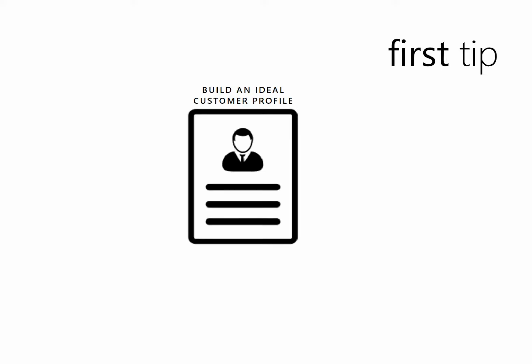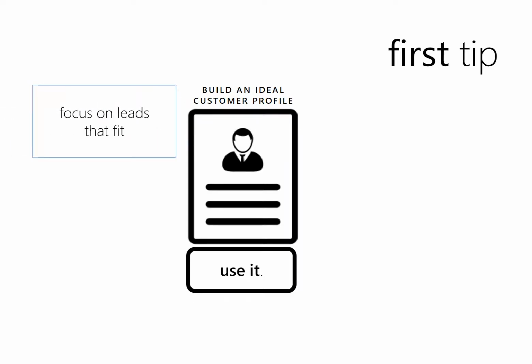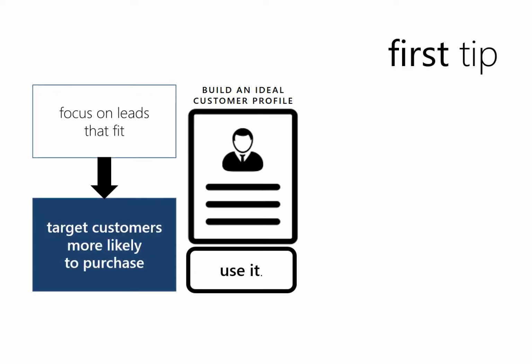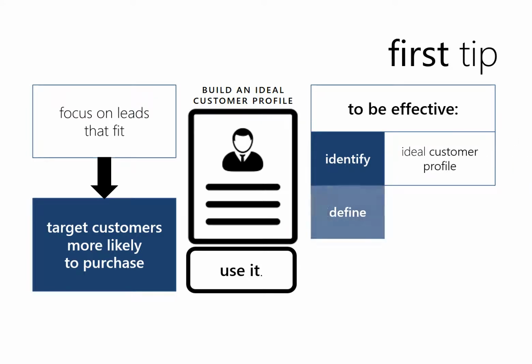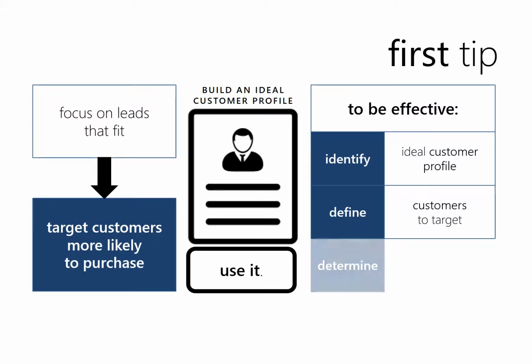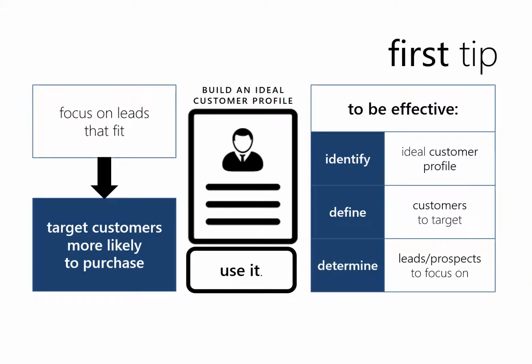The first tip for effective prospecting or lead generation is that you need to build an ideal customer profile and then use it. If you focus your energy on the leads that are a good fit with your ideal customer profile, you'll be targeting customers that are more likely to purchase what you're selling. And so, the first step to being effective is identifying your ideal customer profile and then using that as a means for defining which customers to go after and which leads or prospects you will spend more time on.